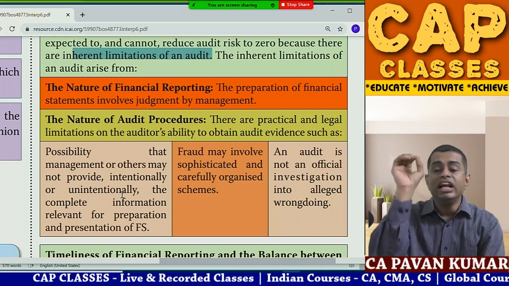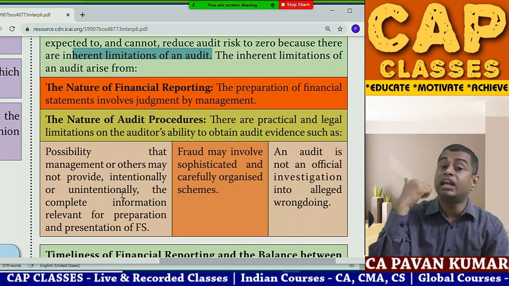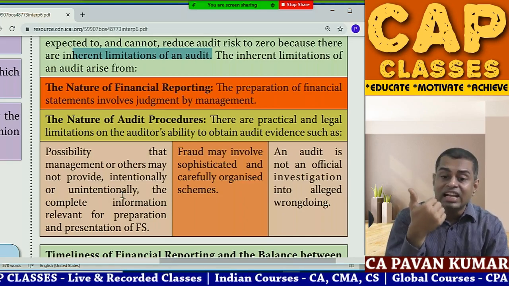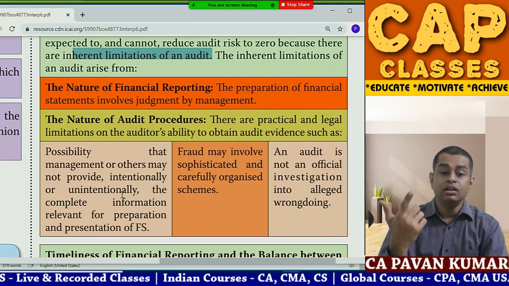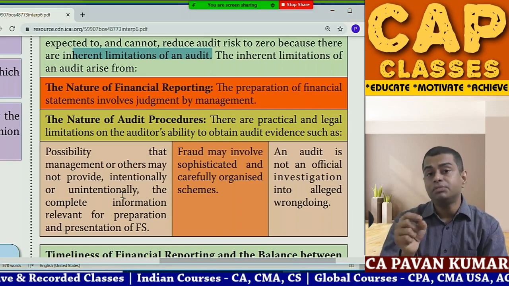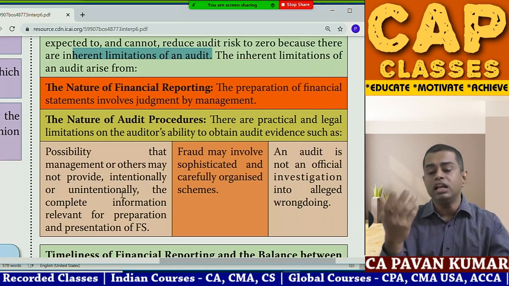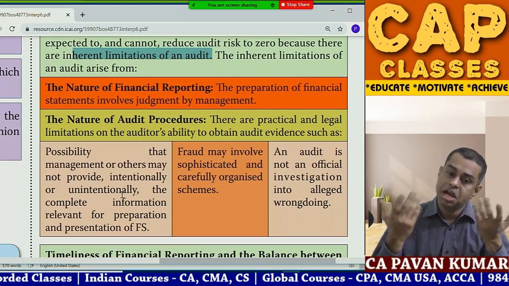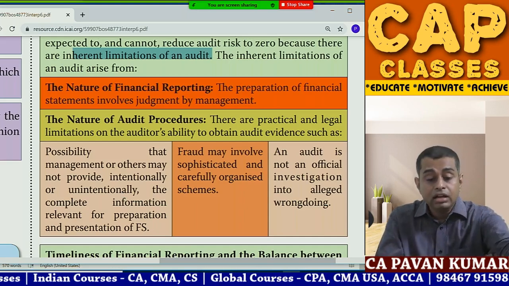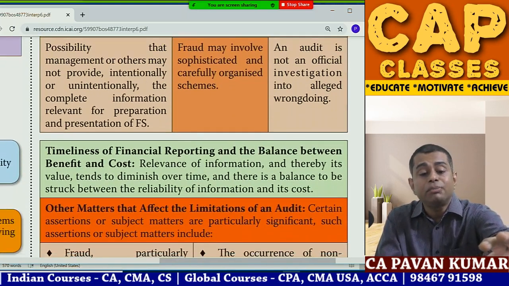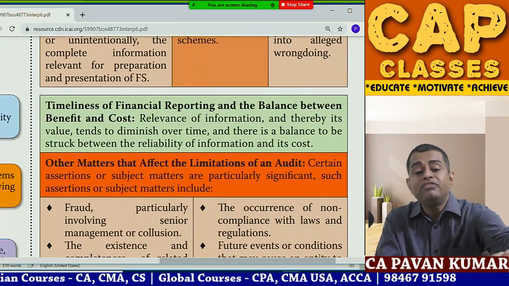Right side, nature of audit procedures. There can be carefully sophisticated frauds which I do not know. I am not an investigator. And the possibility that management either intentionally or unintentionally is not giving some information to me. I cannot do anything there. That's it. Then, timelines of financial reporting and balance between benefit and cost.